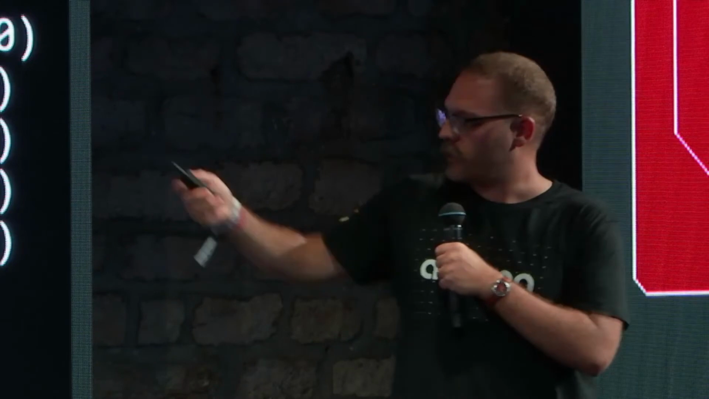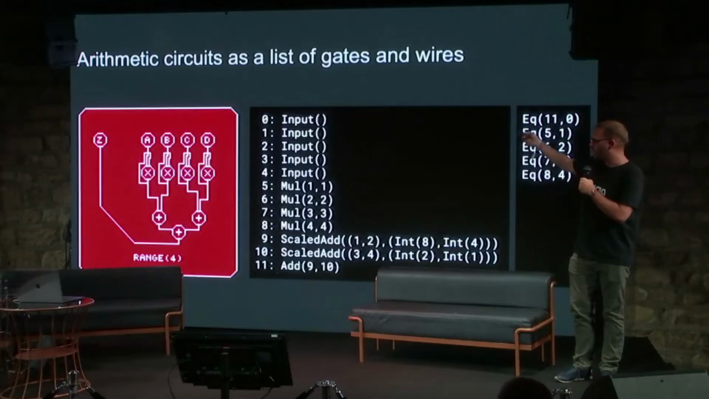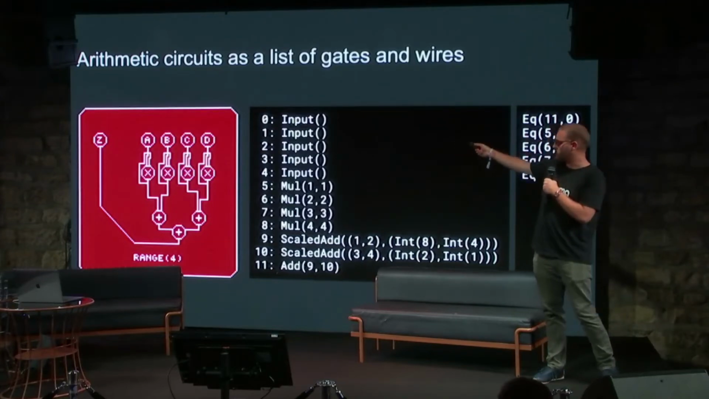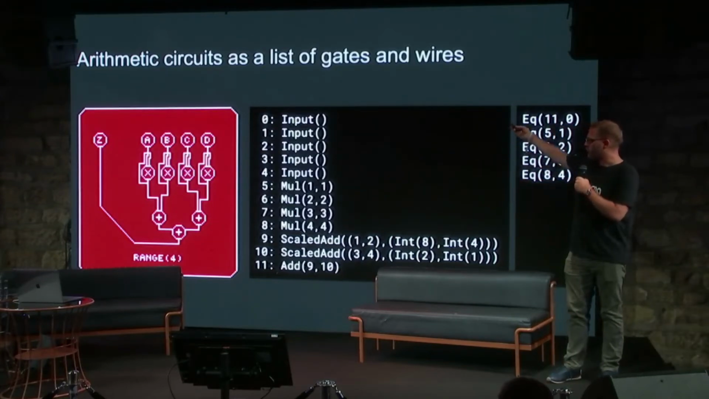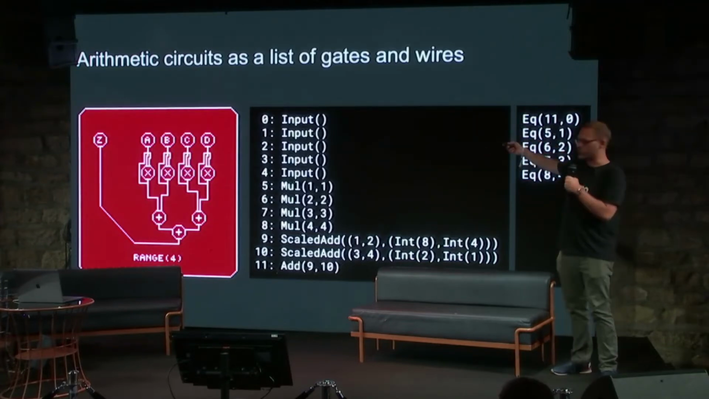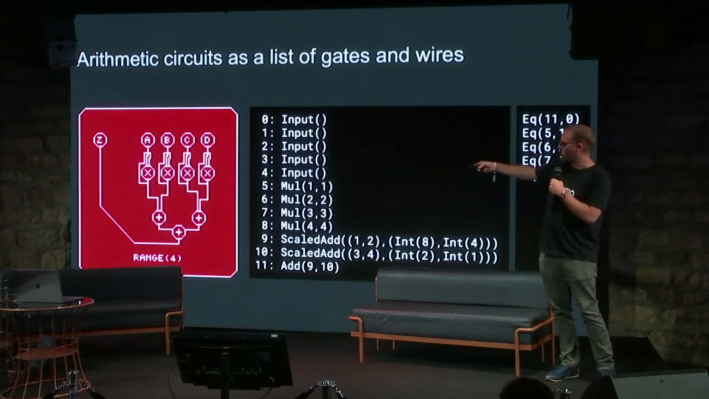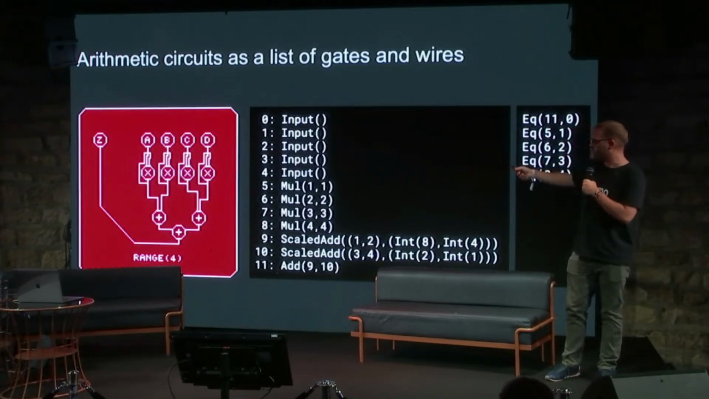You can also think of arithmetic circuits as a list of gates and wires. Here I have a kind of flattened version of a circuit. It takes 5 inputs. You can see it's Z, A, B, C, and D. And then in a particular order, you apply operations to those inputs. You multiply A times A, B times B, C times C, and so on.